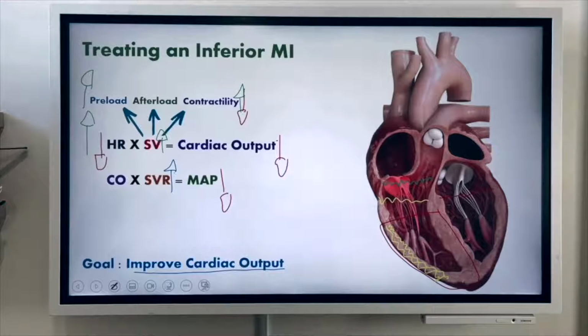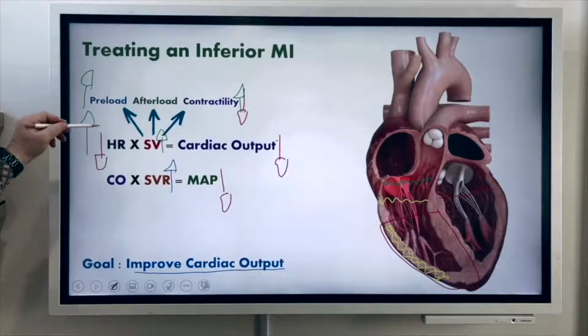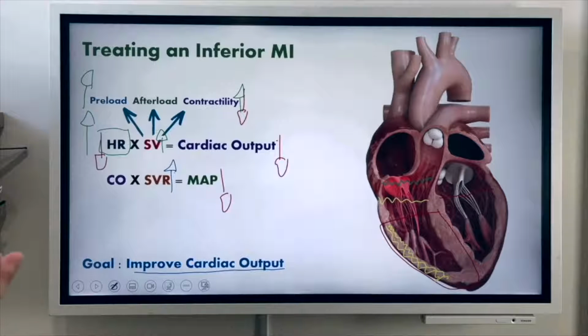Now, what are some other things that we can do in order to solve this problem? After we've given fluids, let's say we still have hypotension, then we need to look at other things that we can hopefully improve. If we have a bradycardia, then we can look at correcting that bradycardia by introducing things like pacing, things like epinephrine, to improve cardiac output by improving the heart rate itself. That's something we can look at as well in order to improve cardiac output.